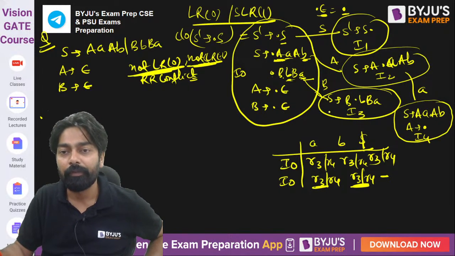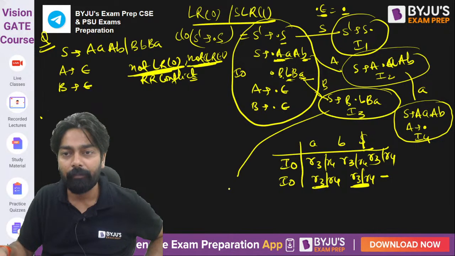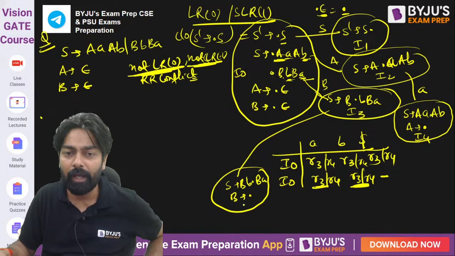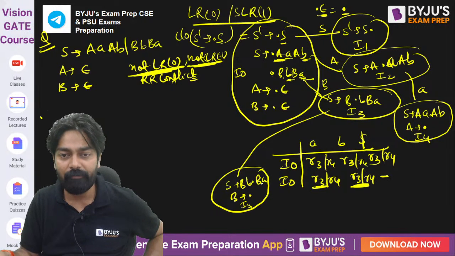What about this one? Okay, I am writing here. S goes to, we have B dot BA. And B goes to dot. So this one is also not any problem, I5. Why? Because this is a state item. See, after dot B, variable is there, state item. This is reduction, no problem, my dear friend.